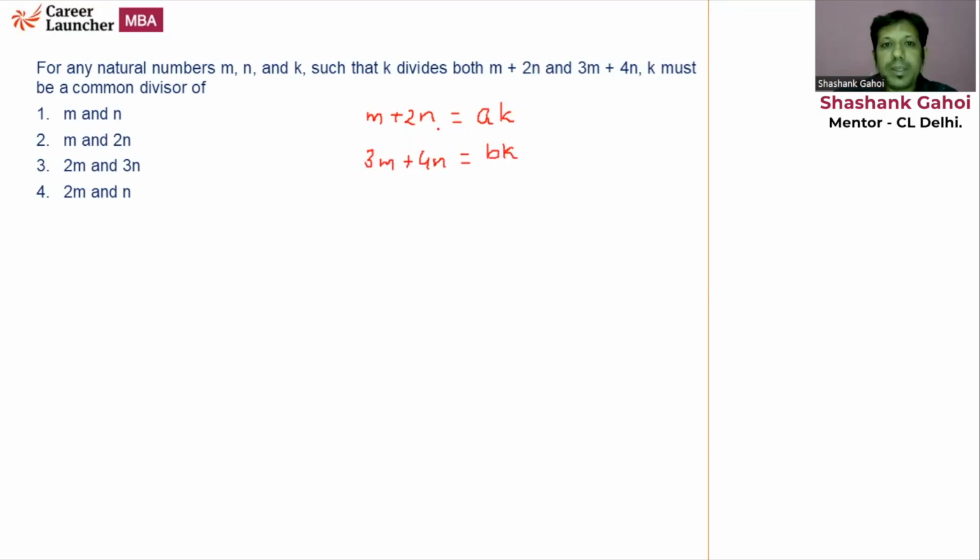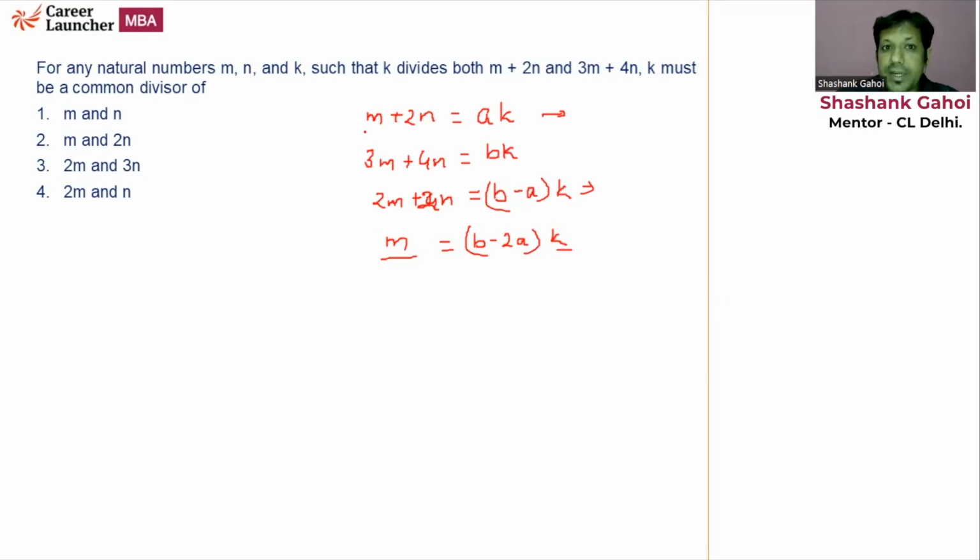Now, if I take the difference, I am going to get 2m plus 2n is b minus a times k. So from here I can say k also divides 2m plus 2n. If I further subtract this from this, I am going to get m is equal to b minus 2a times k. Means k definitely divides m.